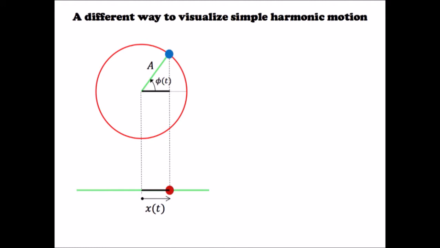If we call the radius of this rotation A, and we say that its angle as a function of time is phi of t. Now, let's imagine that there's a light source from above, and it's creating a shadow on the ground. And that this red ball here is the shadow of the blue ball that's going around in the circle. If we want to look at the position of the shadow ball as a function of time, let's call that x of t.